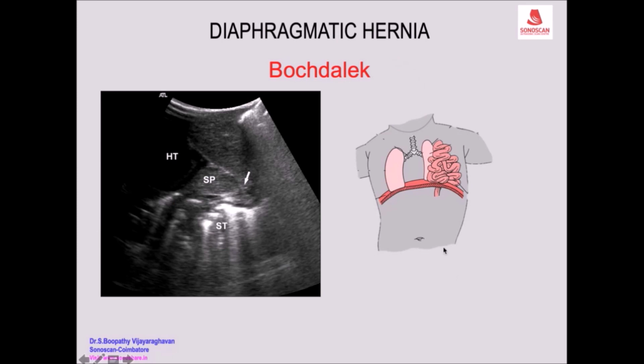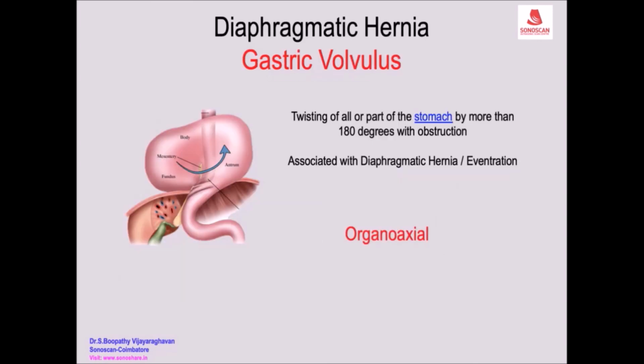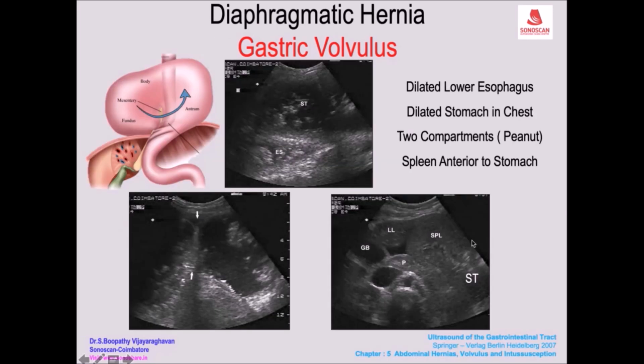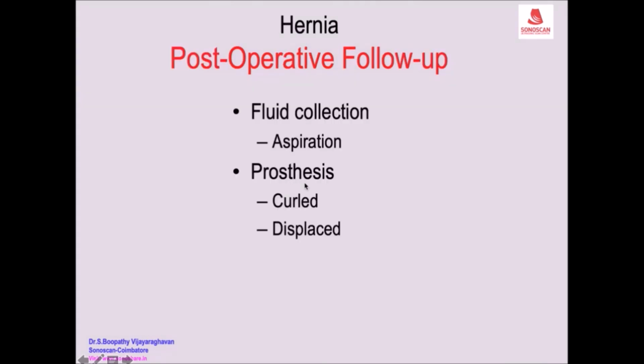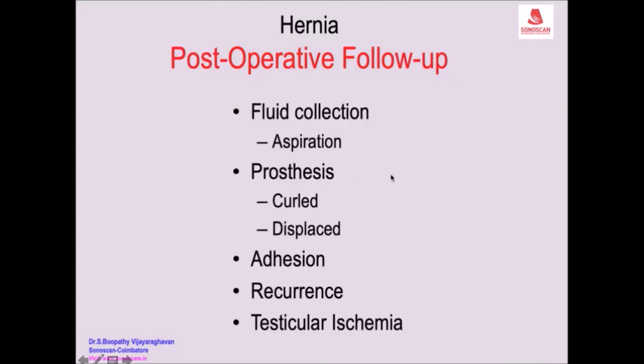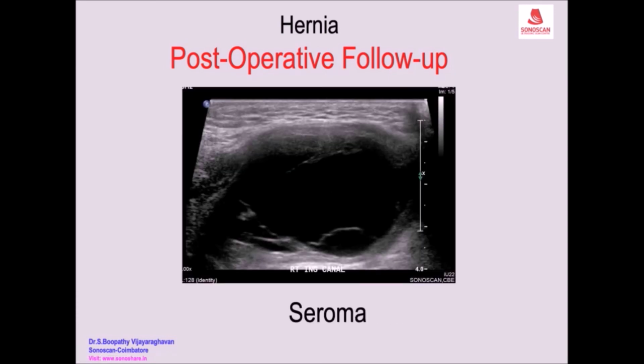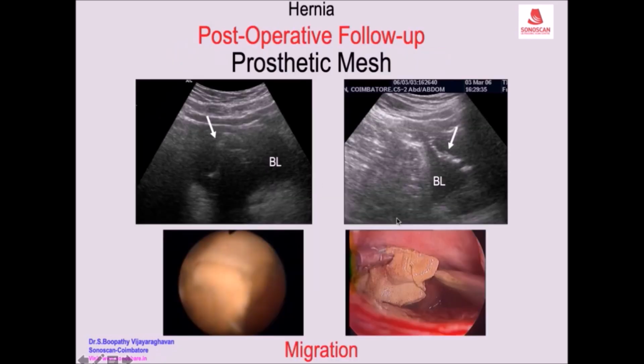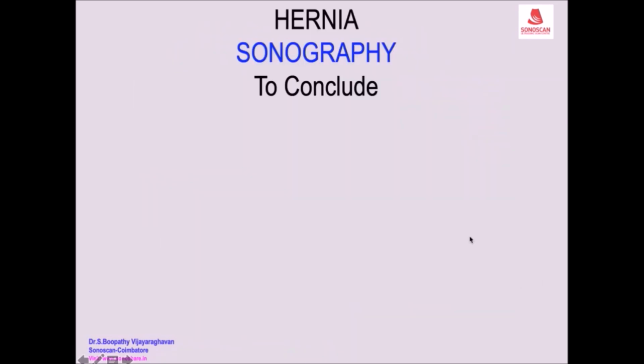Now Bochdalek hernia is the commonest one and more common is eventration, and it is an organoaxial rotation causing the volvulus, or normally the spleen is posterolateral to the stomach. Here it has come anteromedial, so that is again a pointer to gastric volvulus, and to look for the prosthesis, adhesion and recurrence, and testicular ischemia. So here this is immediately after surgery, you get a fluid collection within the bladder, and that was removed by cystoscopy. To conclude, the role of ultrasound is in confirmation.